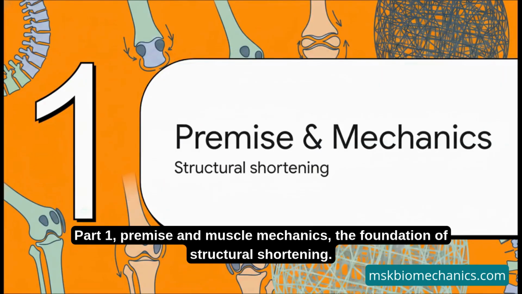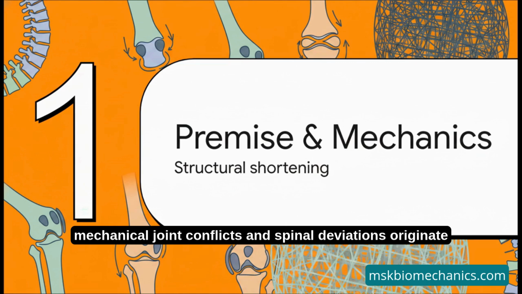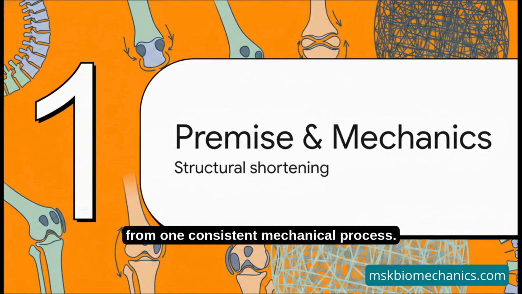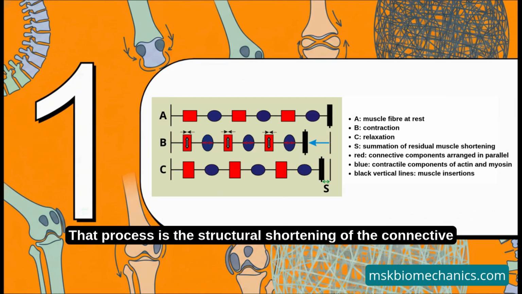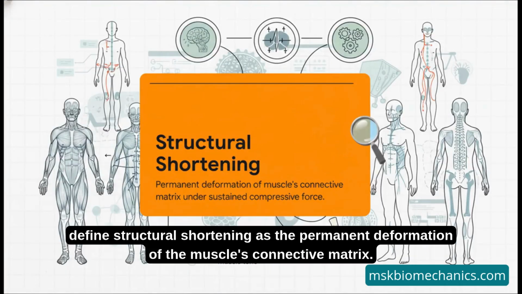Part 1. Premise and muscle mechanics, the foundation of structural shortening. In the absence of congenital or acquired pathologies, mechanical joint conflicts and spinal deviations originate from one consistent mechanical process. That process is the structural shortening of the connective component of muscle tissue under sustained compressive forces. We define structural shortening as the permanent deformation of the muscle's connective matrix.